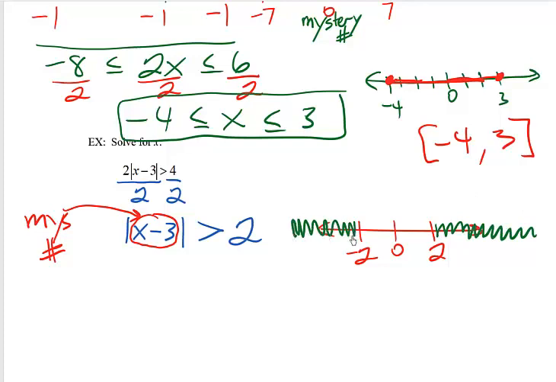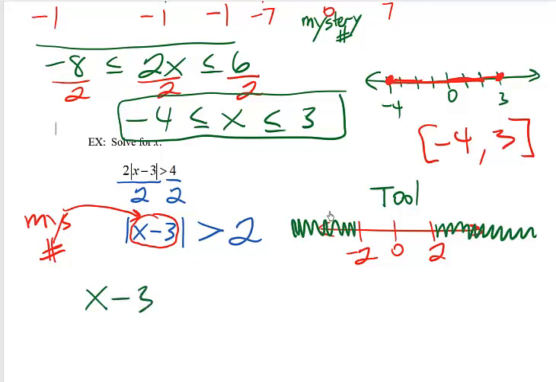Now it's time for me to write down my possibilities. Now, pay attention to this. In the last problem, after I used my tool, I was looking at a between picture. That is not the case this time. This is not a between picture. In fact, these are 2 separate sections. My mystery number, I cannot write a between statement.